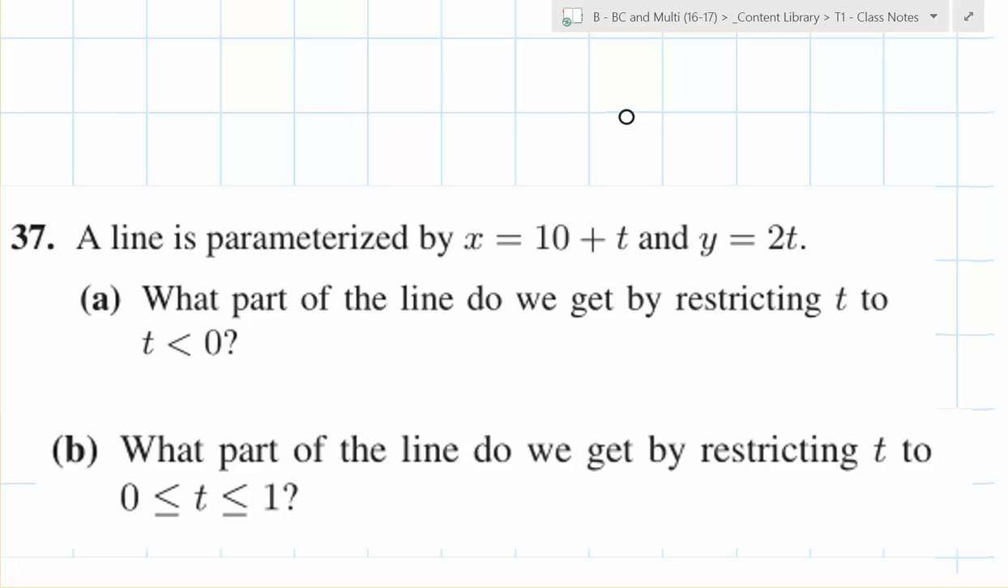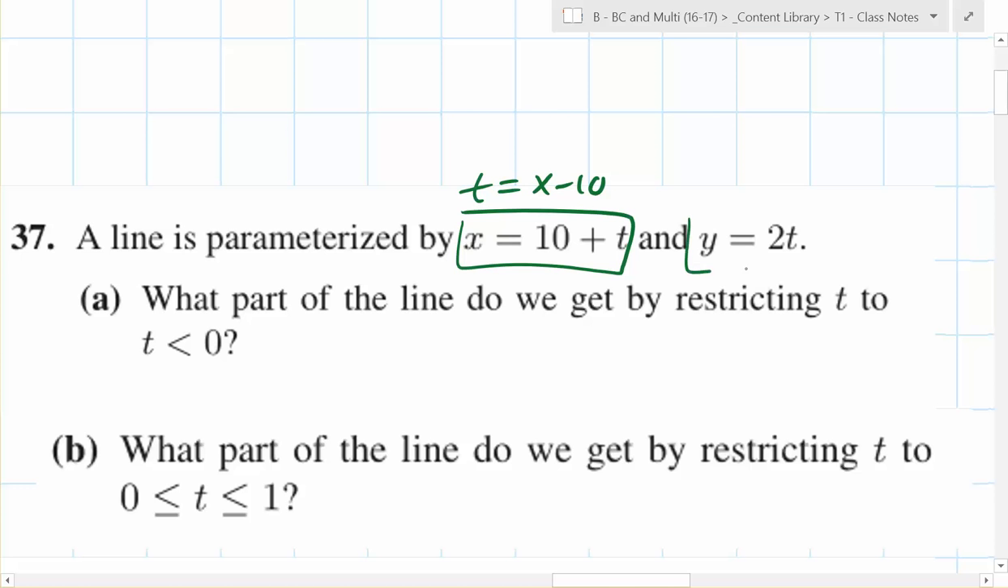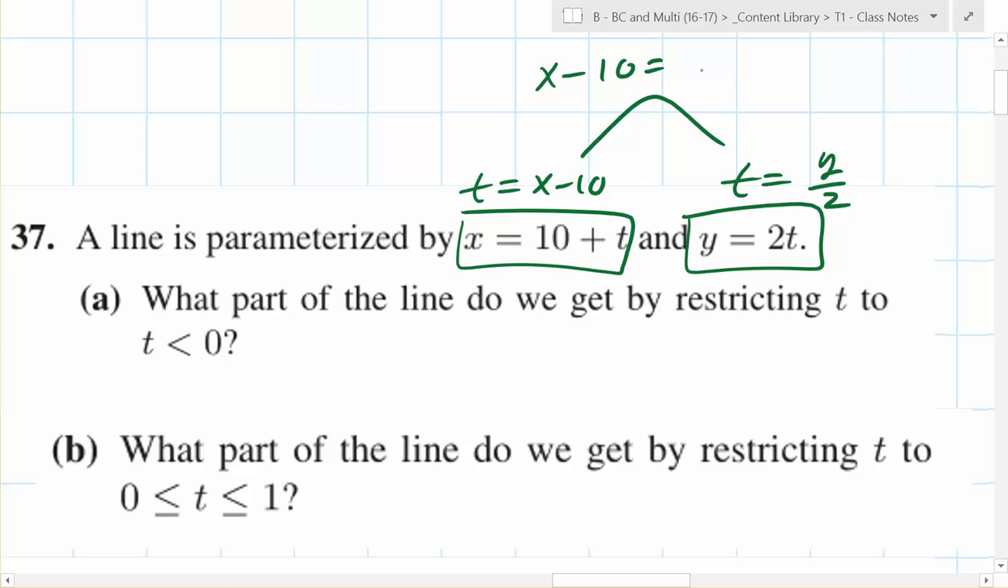Well, we could write the equation of the line if we wanted to. How do we write the equation of the line? Solve for t. What does t equal here? X minus 10. And what does t equal here? Y over 2. So you put that together and what do you get? X minus 10 is equal to y over 2. So you could say y is equal to, if you really wanted to, 2x what?